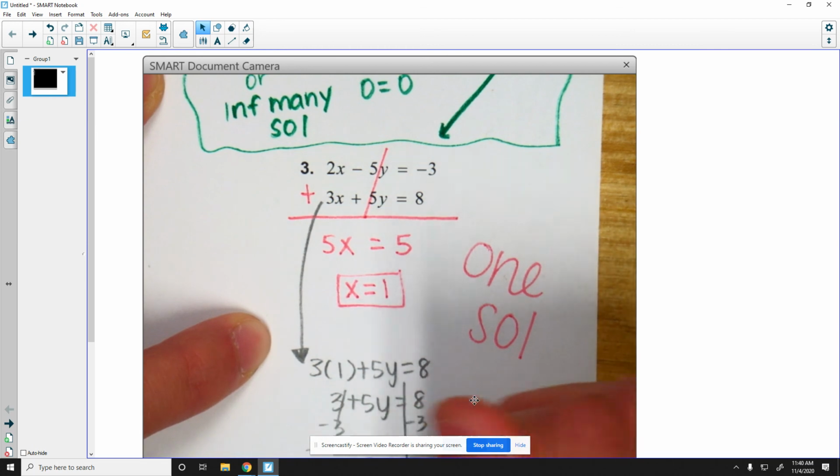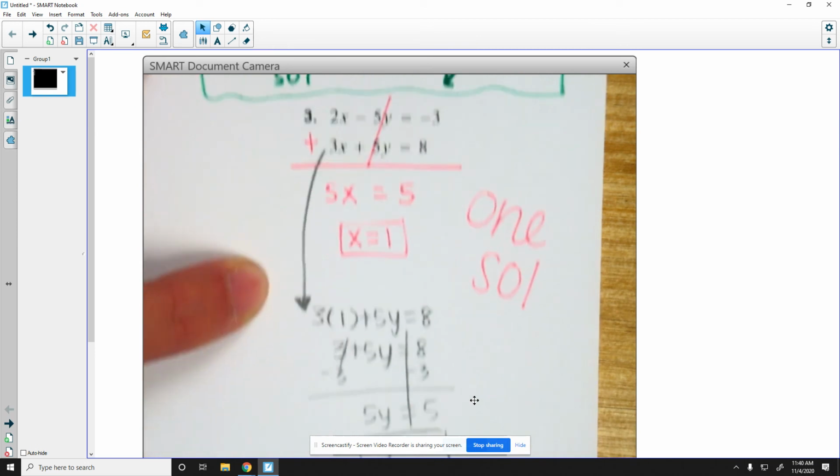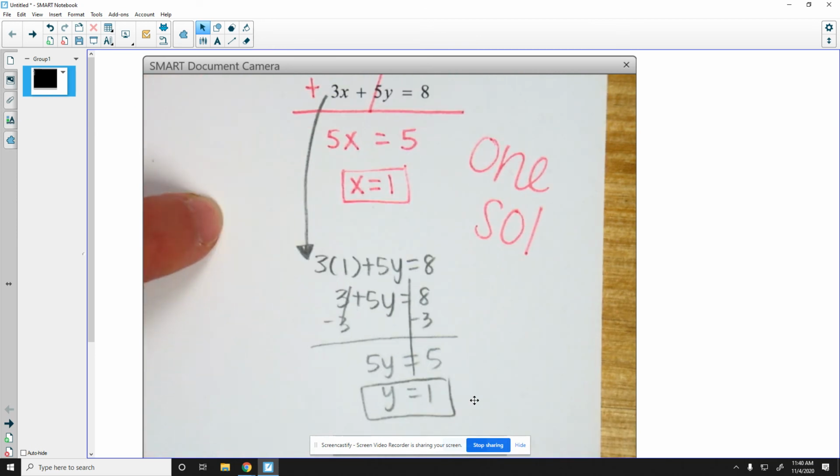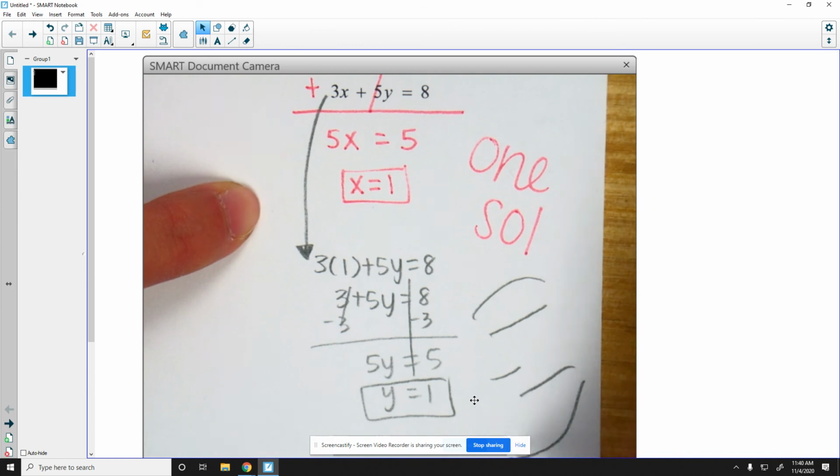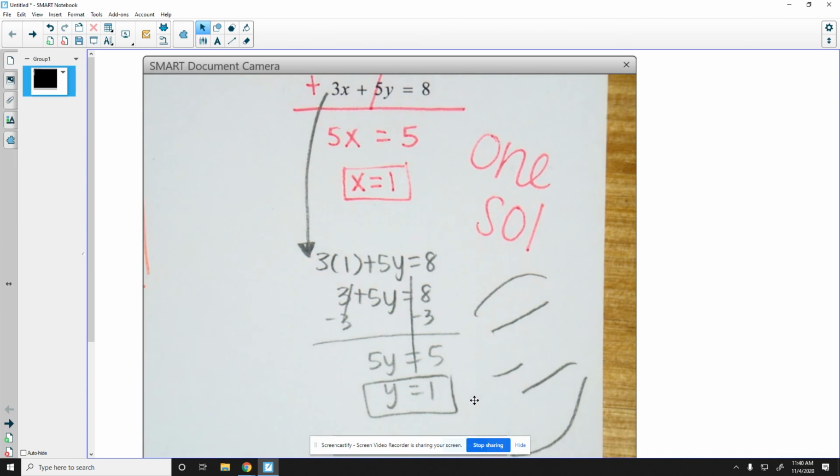Two-step equation. So my final answer is 1, 1. And I have one solution. So you can still have one solution. If your x's and your y's do not just completely cancel out, that means you do have one solution.